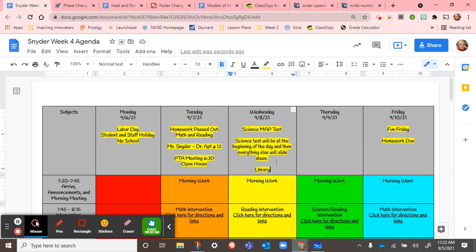And then other things going on this week, we've got our MAP test, and we've got PTA and open house on Tuesday. And then we'll have our Fun Friday on Friday. This time we're going to be partnering up with Miss Keefe's class. So if you did not do your homework at home, while one of the rooms is doing Fun Friday, you'll go into that other room to do your homework for the week. So make sure you get it done so you can participate in Fun Friday this week.